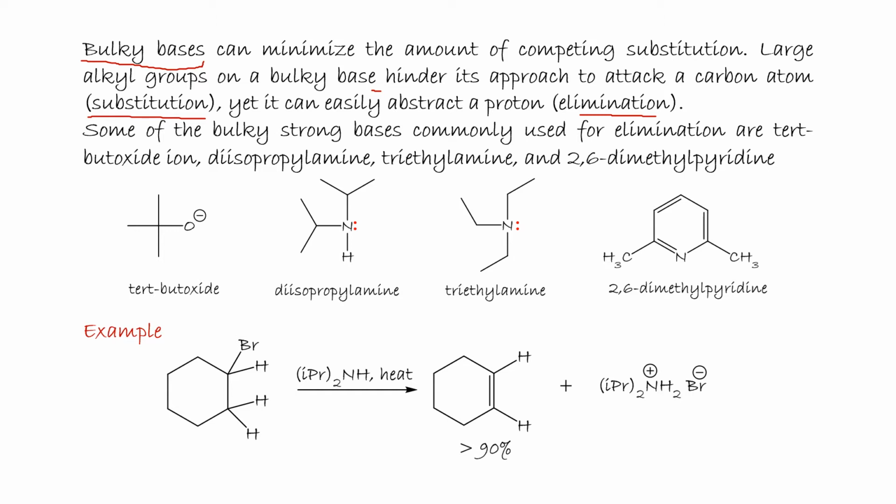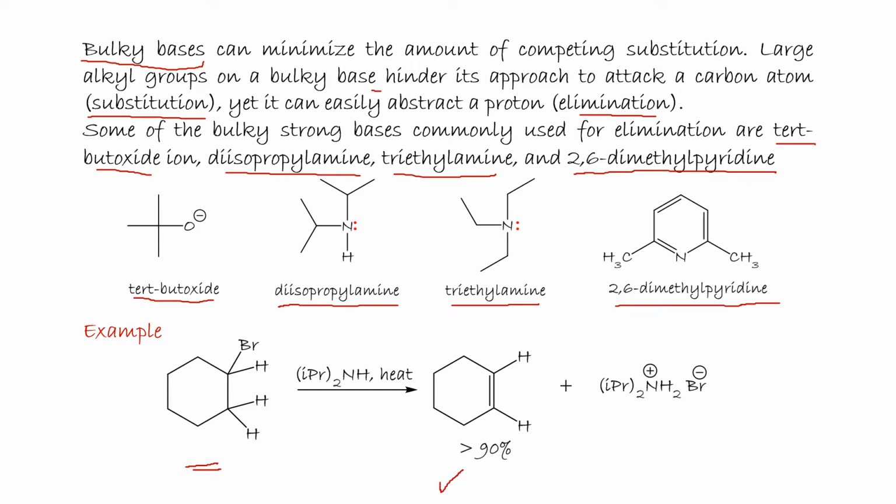Some of the bulky strong bases commonly used for elimination are tertiary butoxide, diisopropylamine, triethylamine, and 2,6-dimethylpyridine. As an example, if we have bromocyclohexane with diisopropylamine and heat, you get cyclohexene in over 90% yield, so it's almost quantitative.